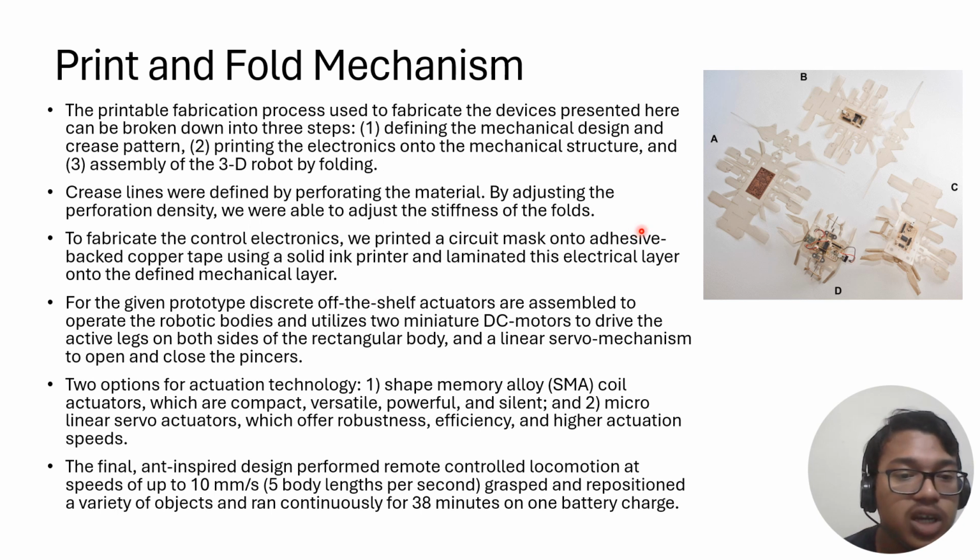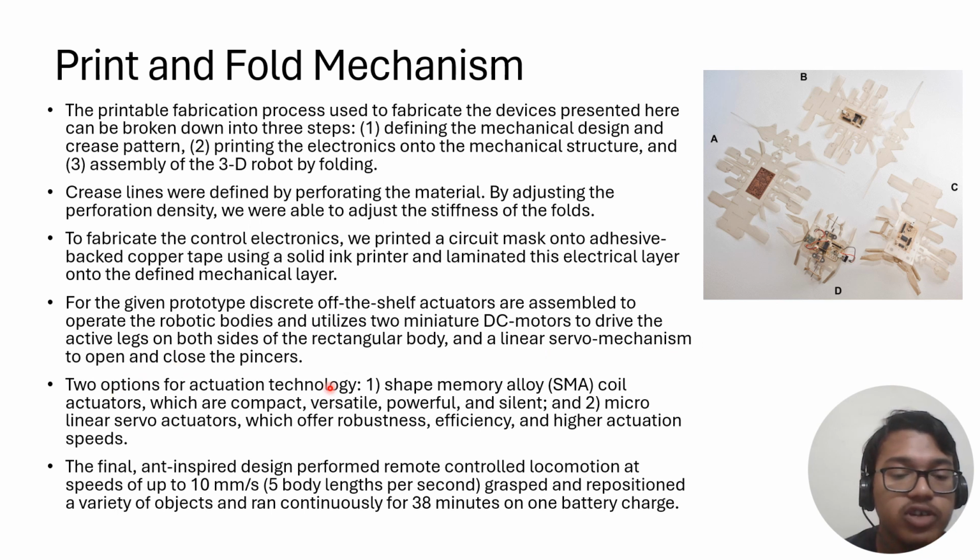For the second step, to fabricate the control electronics, we printed a circuit mask onto adhesive-backed copper tape using a solid ink printer and laminated this electronic layer onto the defined mechanical structure. For the given prototype, discrete off-the-shelf actuators are assembled to operate the robotic body, utilizing two miniature DC motors to drive the active legs on both sides of the rectangular body and a linear servo mechanism to open and close the pincers. So what are pincers? Pincers are small tools used to grip objects. What you can see in this figure is the time evolution of the whole print and fold mechanism: first the 2D surface, then printing the electronic layers, and then rearranging into the 3D structure.